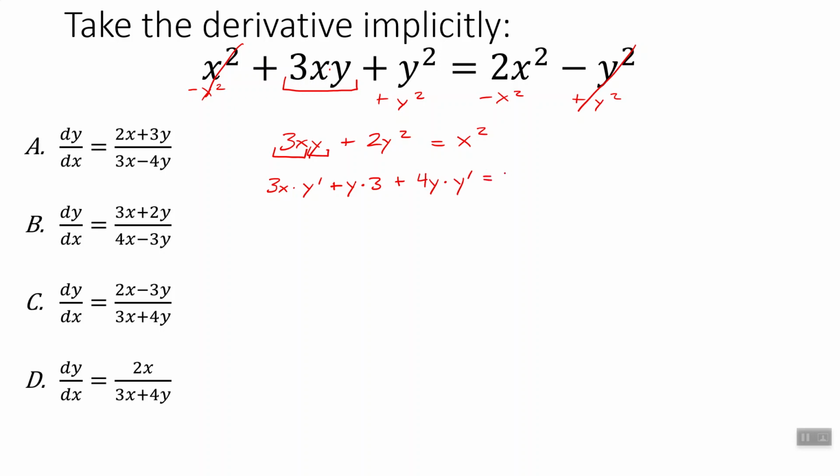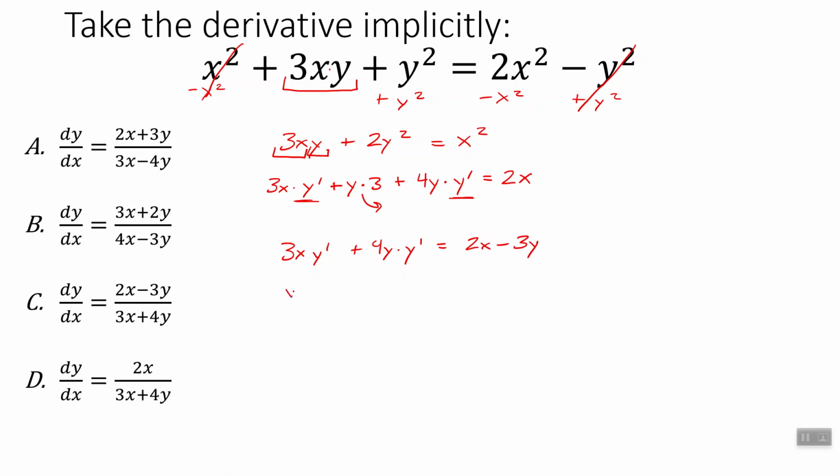The derivative of x squared over here, so it equals 2x. So we've got a dy/dx or y prime there, and another one there. That means this guy, this 3y, needs to move over. So we get 3x times y prime plus 4y times y prime equals 2x minus, and this was 3y, so minus 3y. All right, so now we've got y primes here and here.